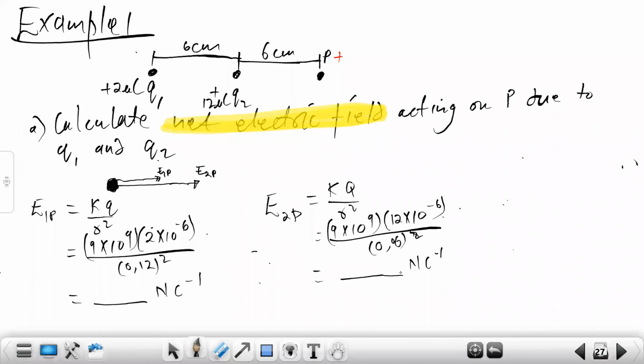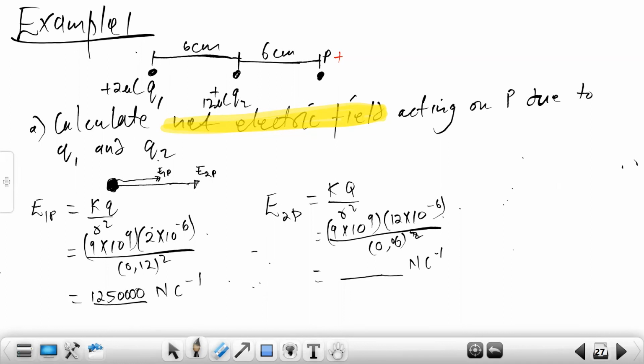The answer for the first one is 9 exponent... Let me quickly do it because you guys are not assisting. 9 exponent 9, and then 2 exponent negative 6, divided now by 0.12 squared. Something like 125,000.